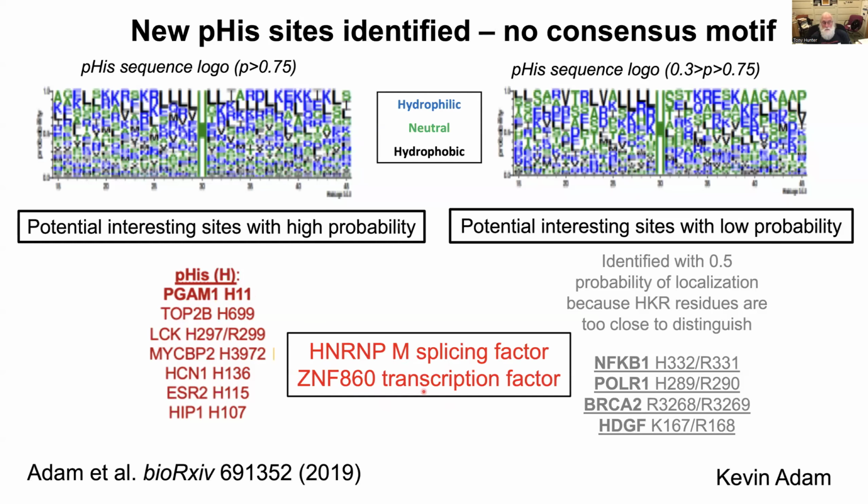And one interesting possibility is then that phosphorylation of an RNA binding protein like HNRNPM might regulate RNA binding by serving as a negative displacement regulatory system.